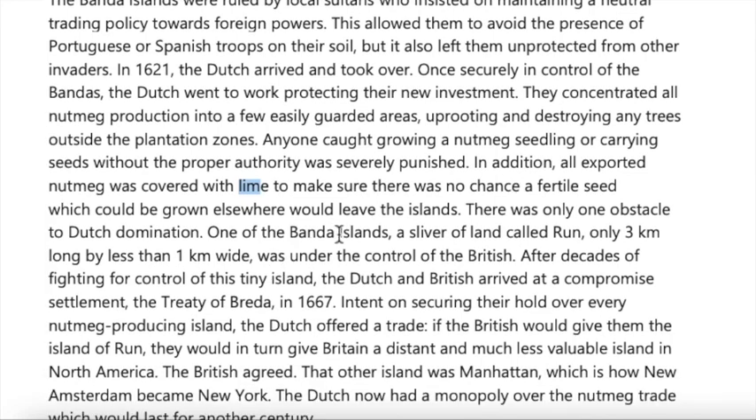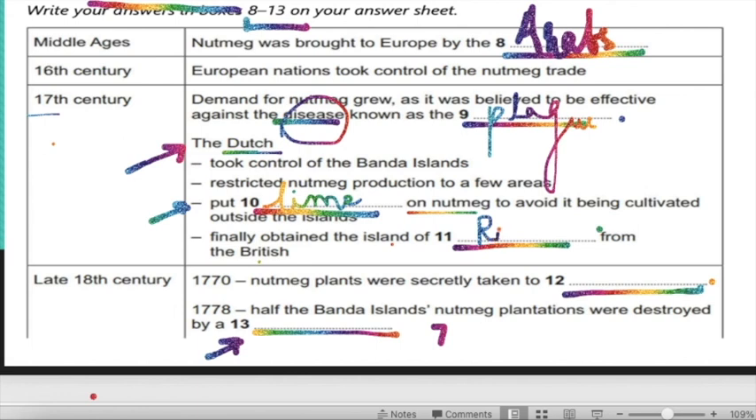One of the Banda Islands, a sliver of land called Run, only 3 kilometers long, was under the control of the British. So the answer is Run. How you write Run is with a capital R. If you just write it in running handwriting, it will be a wrong answer. Similarly, Arabs has to be written with a capital A.